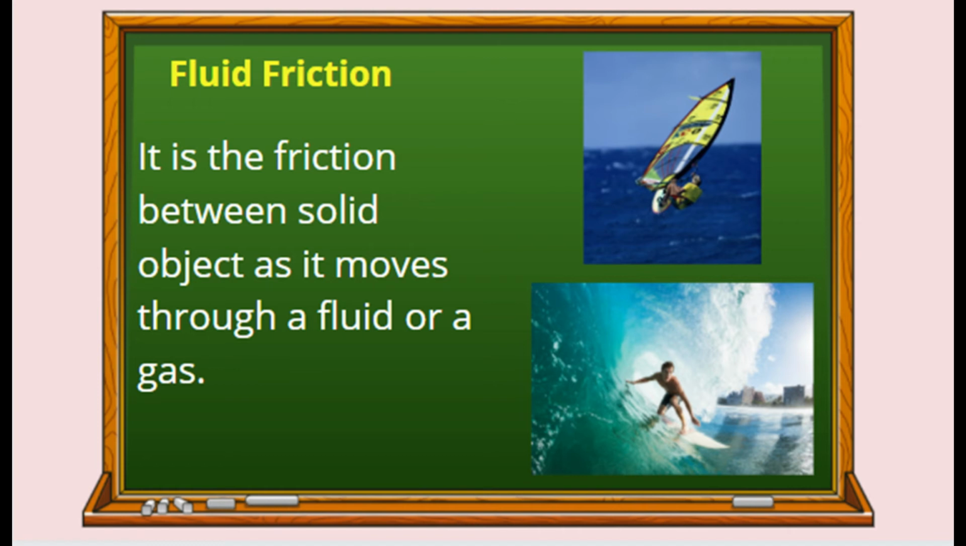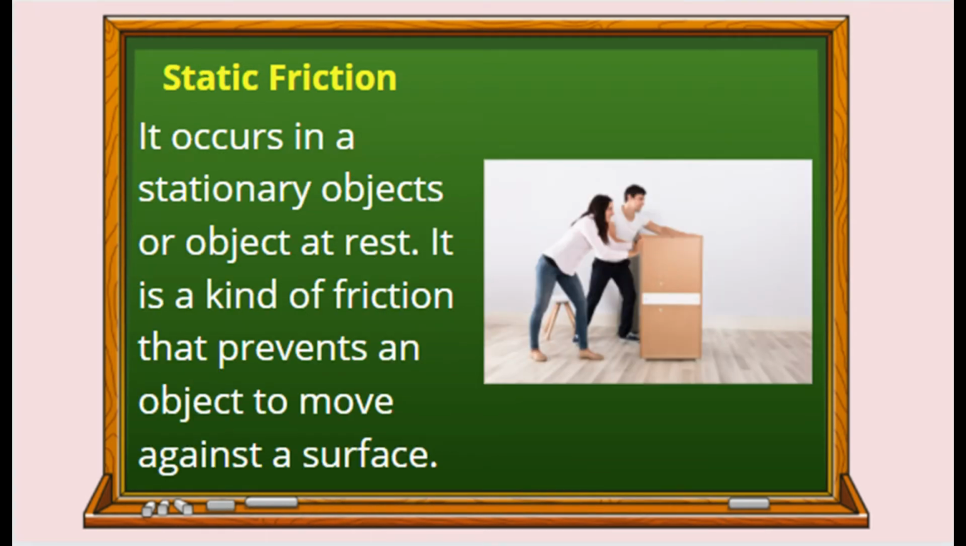When you ride a bike, fluid friction occurs between you and the air. Cyclists often wear streamlined helmets and specially designed clothing to reduce fluid friction. Static friction occurs in a stationary object or object at rest. It is a kind of friction that prevents an object from moving against a surface.